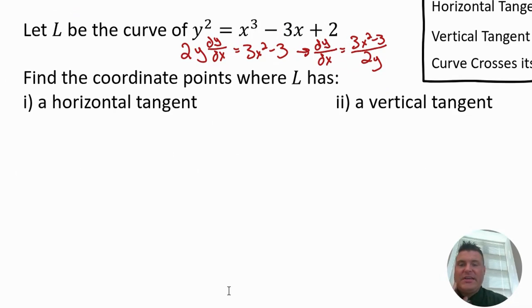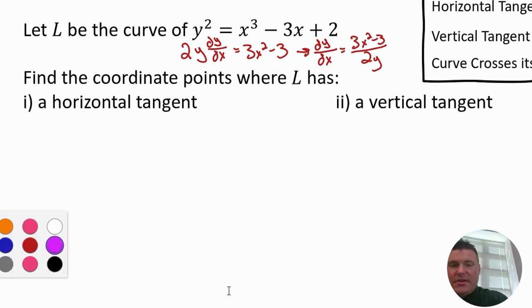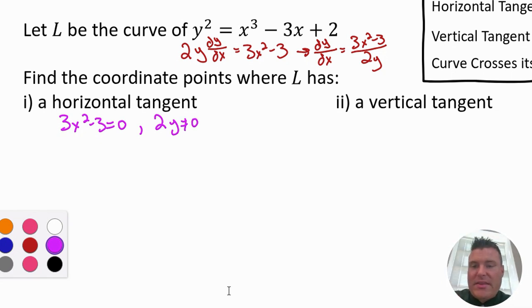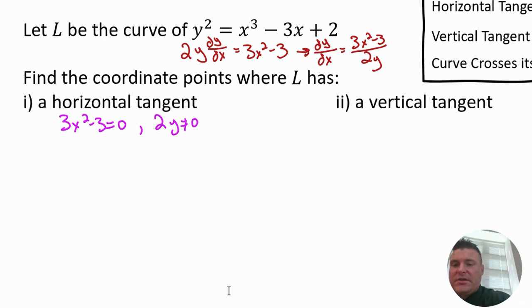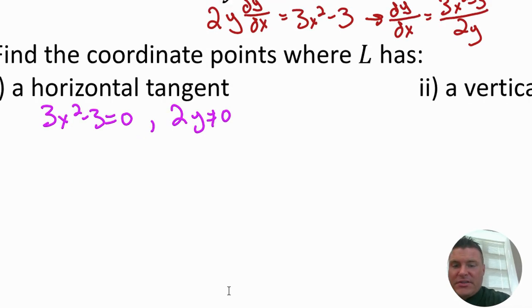So for the horizontal tangent, I need to state two things. Must state 3x squared minus 3 is equal to 0, and that 2y cannot equal 0. You have to state those two things. I'm an AP grader, and that's what they tell us. If you don't say that both of these things are true, you cannot earn both points. With 2y not equaling 0, that's the same thing as saying that y cannot equal 0. So that'll help us check towards the end here.